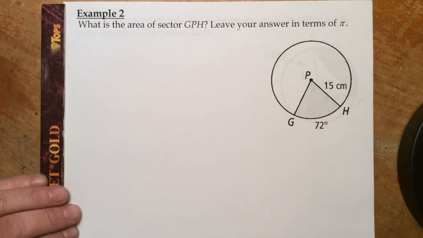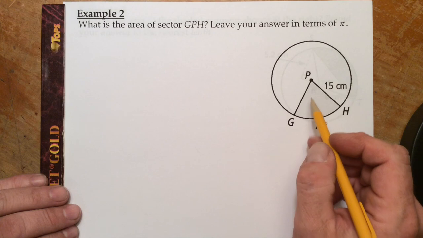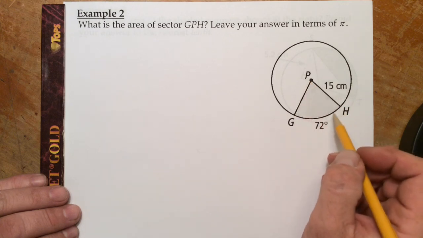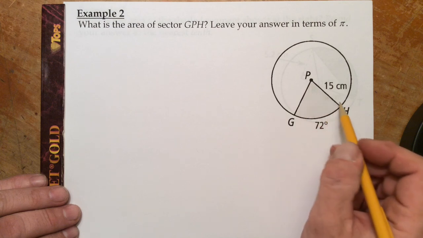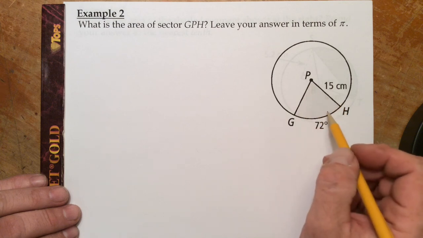Example 2. What is the area of sector GPH? Leave your answer in terms of pi. In other words, find the exact area. So sector GPH, remember a sector of a circle is sort of like a piece of the pie. So this area, we want to find the area of this right here.